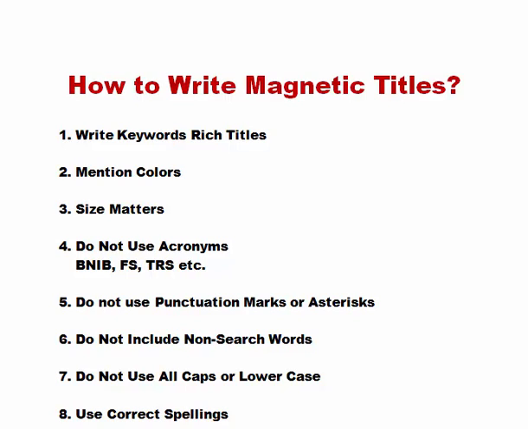Number four is do not use acronyms. Now, if possible, use full words instead of acronyms. A huge percentage of buyers don't understand what these acronyms mean. For instance, BNIB, most eBay sellers, they use BNIB for brand new in box. But how many people know BNIB? What does BNIB stand for?